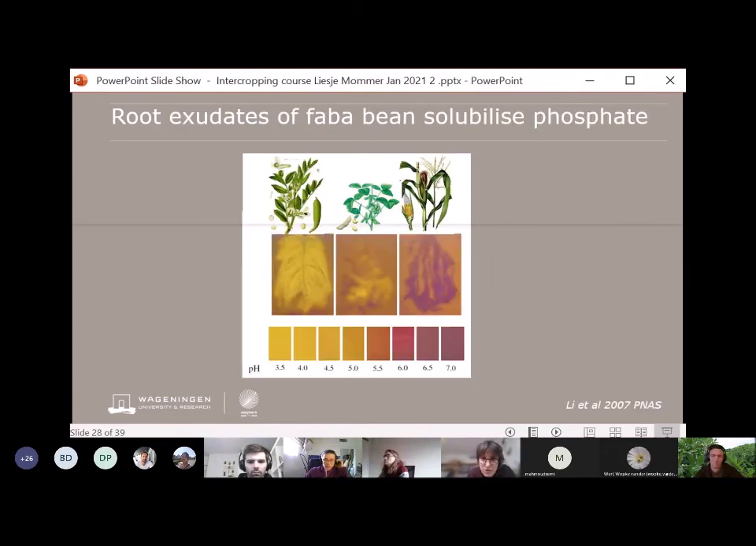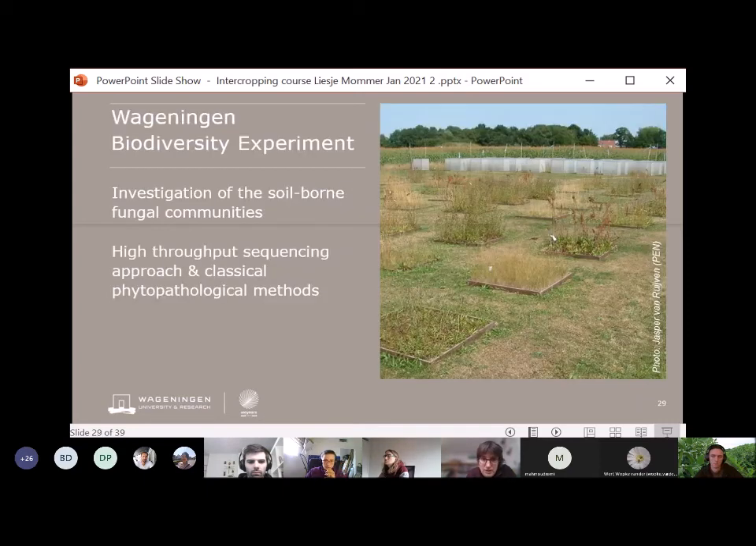Here you see the importance of the root exudates. But what we also wanted to know is, because we only knew the effect of the total soil community, and that's basically a black box, we wanted to demonstrate that the soil-borne pathogens are really decreased. So in the Wageningen biodiversity experiment, we have been sampling a lot of plant roots, and we used high throughput sequencing to investigate the soil-borne fungal communities and also what pathogens are really there.